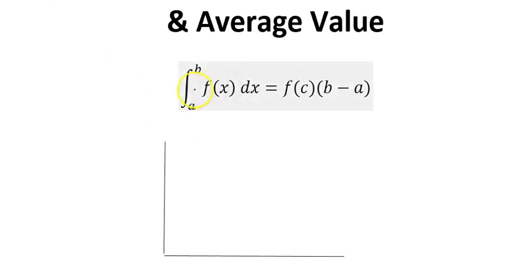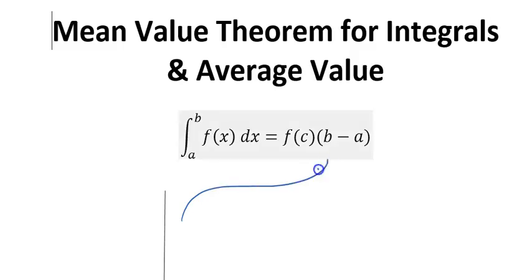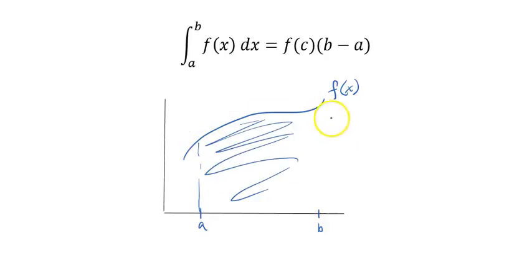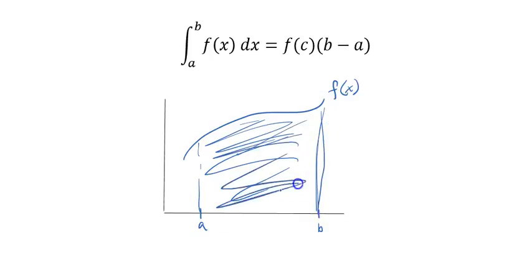So, first of all, what does it mean to be the integral from a to b of f of x? That means that we have some graph called f of x, and we are considering that graph from point A to point B on the x-axis. And because it's the integral, we're looking at this area in here. Okay.